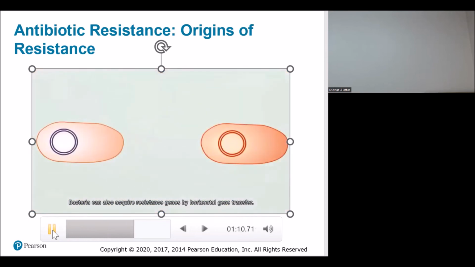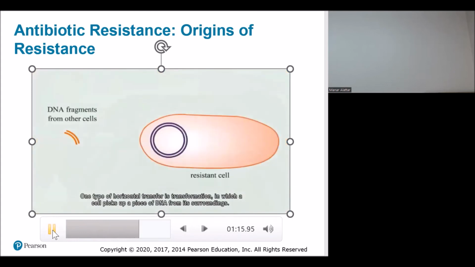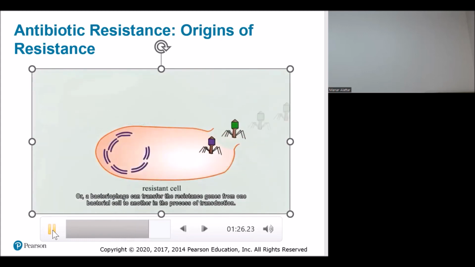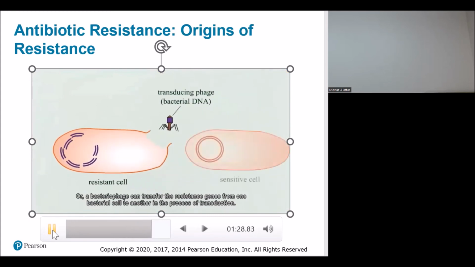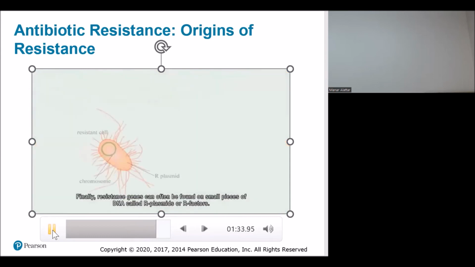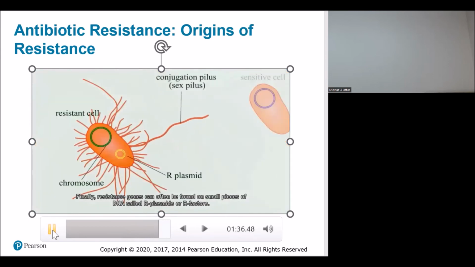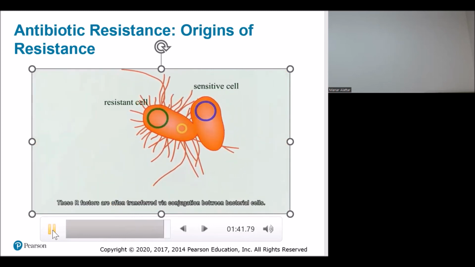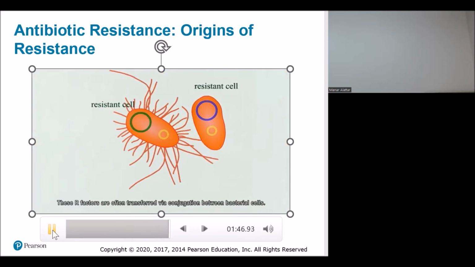Bacteria can also acquire resistance genes by horizontal gene transfer. One type of horizontal transfer is transformation, in which a cell picks up a piece of DNA from its surroundings. Or a bacteriophage can transfer the resistance genes from one bacterial cell to another in the process of transduction. Finally, resistance genes can often be found on small pieces of DNA called R plasmids or R factors. These R factors are often transferred via conjugation between bacterial cells.